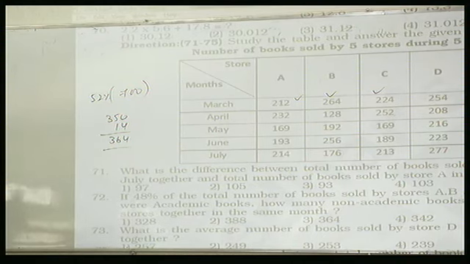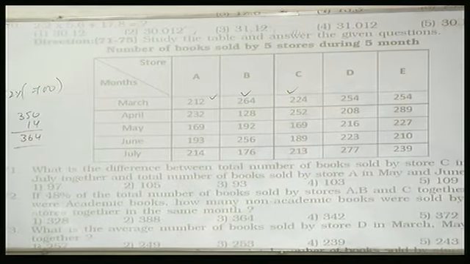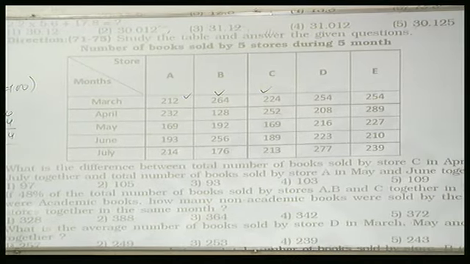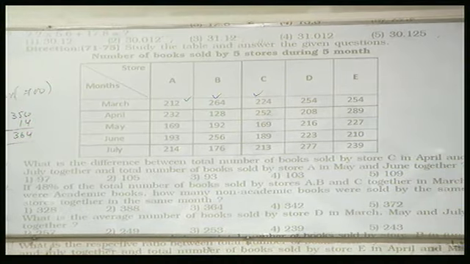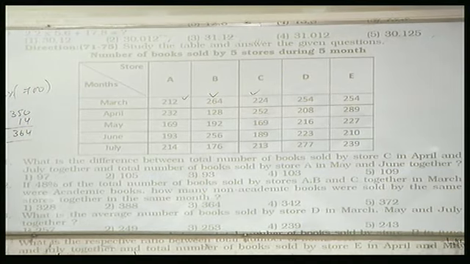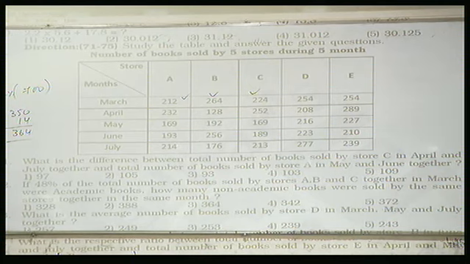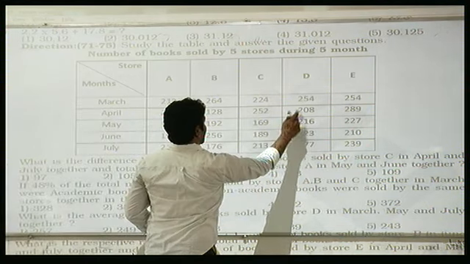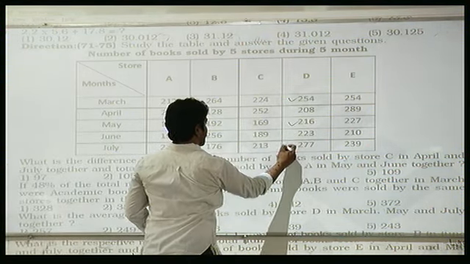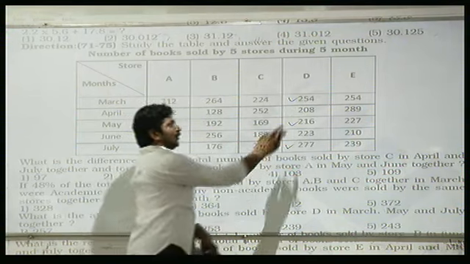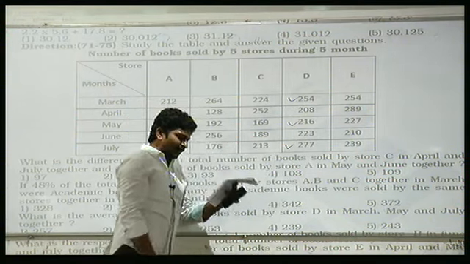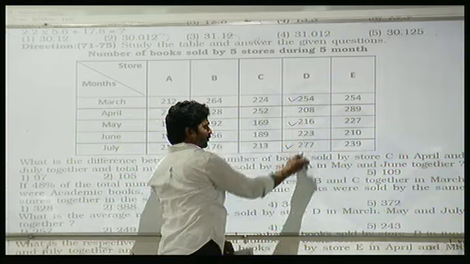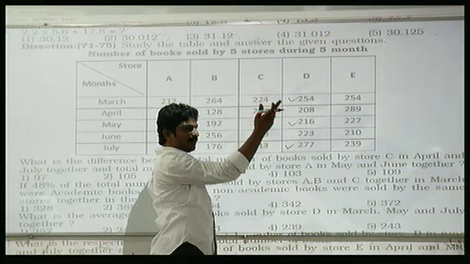Next, 73. What is the average number of books sold by store D in March, May, July? March, May, July. This is for store D. It asks about average, right? Wait, you can see every number is in 200s, right? Just take the extra number.